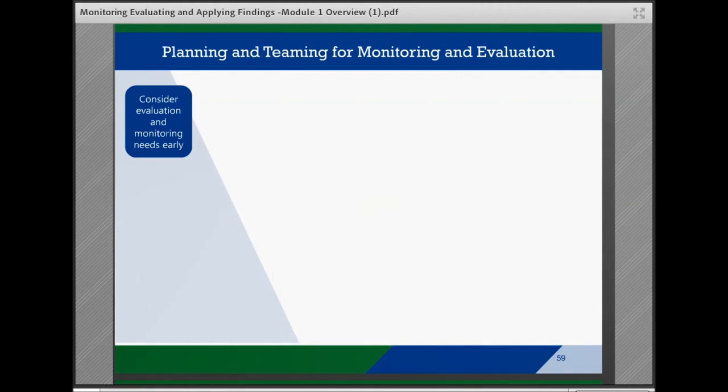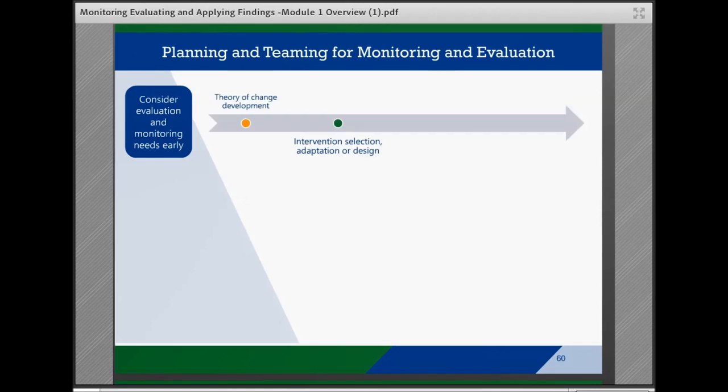Teams are encouraged to begin planning for monitoring and evaluation efforts early, and to begin considering their monitoring and evaluation needs while they develop a theory of change and then select, adapt, or design an intervention. It's important that these activities become an integral part of the change process so that desired information and data can be documented and early analyses can inform mid-course corrections.